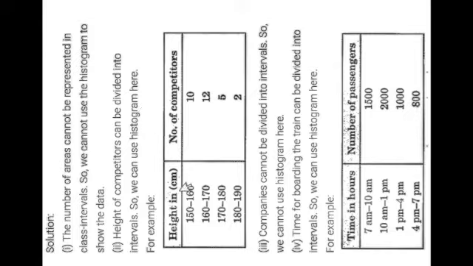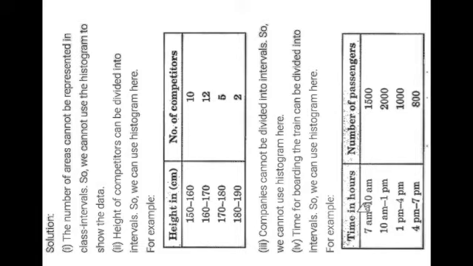For example, it is given height in centimeters: 150 to 160, 160 to 170, 170 to 180, 180 to 190, and the number of competitors can be given. So we can use the histogram here. Third one, companies cannot be divided into intervals, so we cannot use a histogram here. Fourth one, the time for boarding the train can be divided into intervals, so we can use a histogram here.